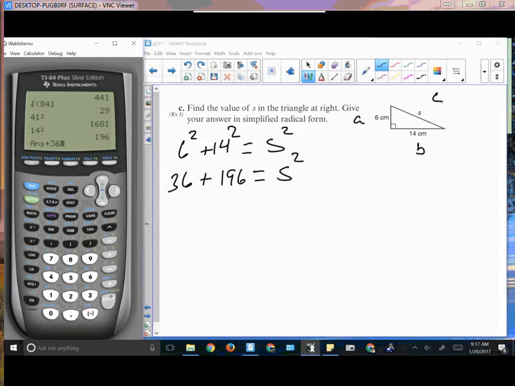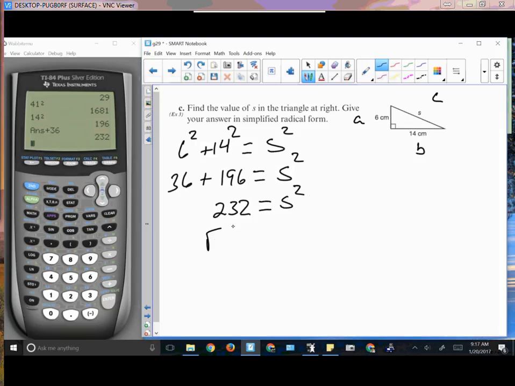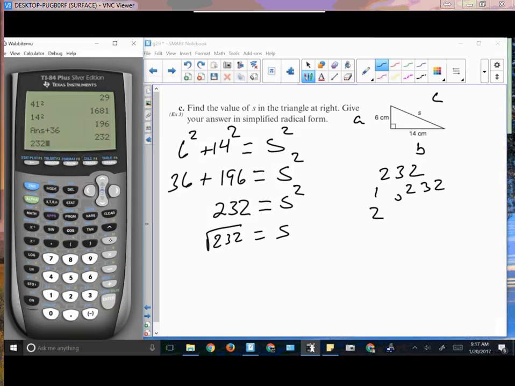Add 36, and I end up with 232 is equal to S squared. So now I've got to figure out what the square root of 232 is for S. So we've got 232, which is 1 and 232. 2 goes into it, obviously, right? 232 divided by 2, and I end up with 116.